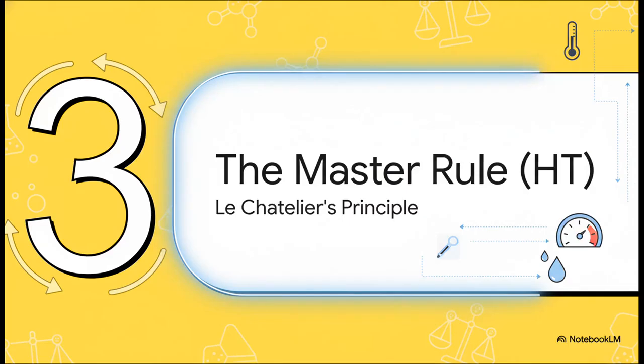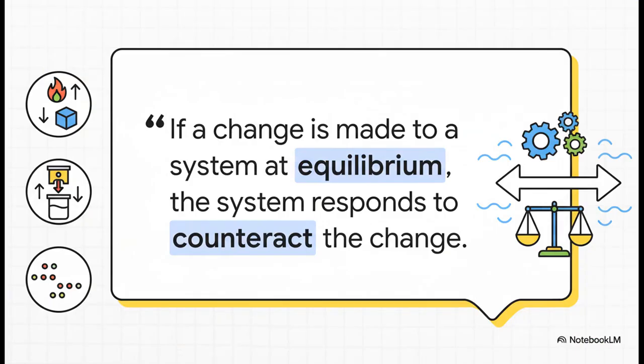Okay, higher tier students, listen up. This next part is specifically for you. We're getting into what I like to call the master rule of equilibrium. It's called Le Chatelier's principle. And trust me, once you get this, you can predict exactly what's going to happen when we start messing with the conditions. So, Le Chatelier's principle says this: if you have a system at equilibrium and you make a change, the system will respond to counteract that change.